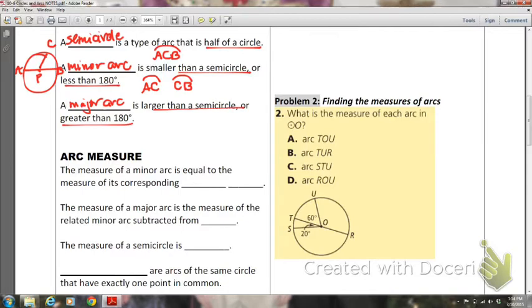And a major arc is greater than 180. There's a couple of those I see here. If I start at C, go around through A, and end at point B, that's a major arc. Or I could have started at C, gone through B, and ended at A, and that would have been a different major arc.